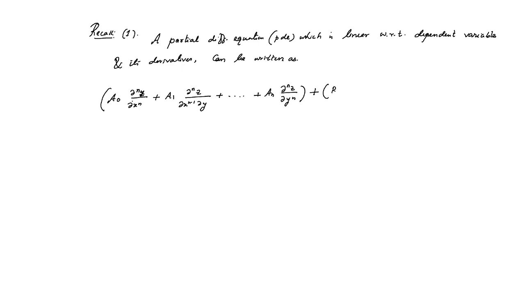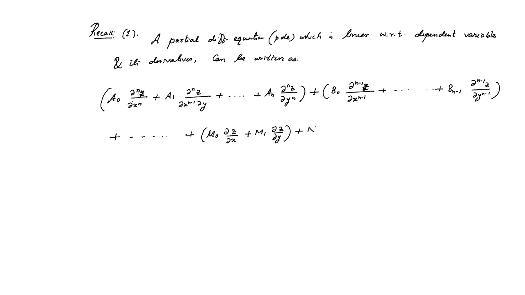Then plus b0 ∂ⁿ⁻¹z/∂xⁿ⁻¹ plus up to bn−1 ∂ⁿ⁻¹z/∂yⁿ⁻¹ plus m0 ∂z/∂x plus m1 ∂z/∂y plus n0 z equals to f of x, y.